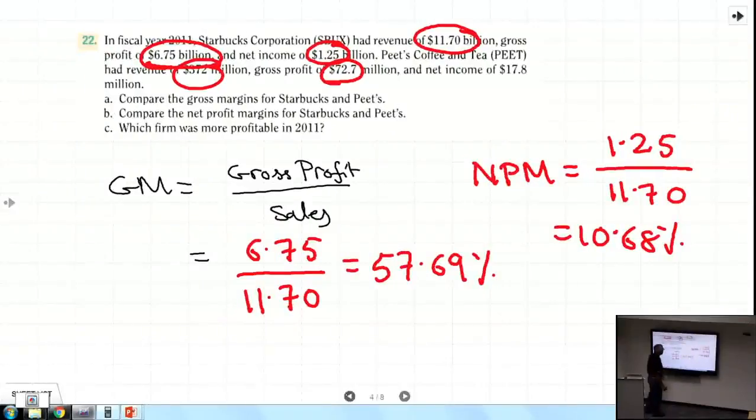So which company is more profitable? Well, one way to look at it is looking at both net profit margin as well as gross profit margin, and by both accounts, Starbucks was more profitable in 2011.